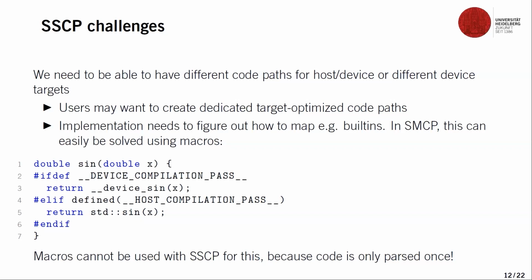And in the SMCP world, this can be easily done using macros. You have multiple compilation passes. You can set different macros during those compilation passes, and then you can check those inside your code. But in SSCP, this doesn't work because the code is only parsed one single time. So how do we solve it instead?